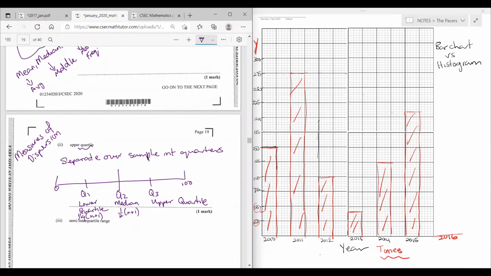Lower quartile is a quarter by n plus 1. Middle, the median, is a half by n plus 1. Upper would be what? A third. How do you reach that third when we deal with quarters? A third is 3, but we're doing 4. So what will be the upper?